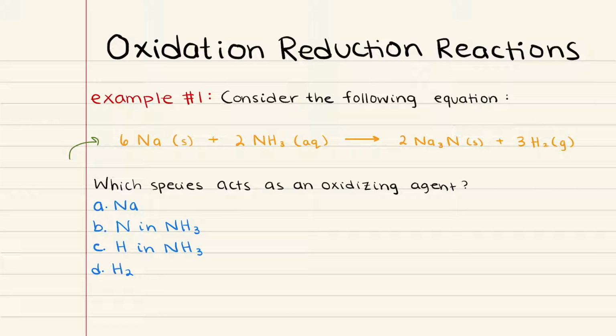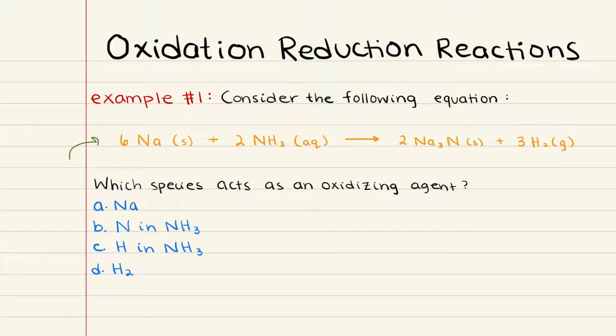Now to answer this question, let's review some terms first. Remember that oxidation is the process where an element loses electrons and thereby increases its oxidation state. And reduction is the process where an element gains electrons and thereby decreases its oxidation state. Now, an oxidizing agent is the species that accepts electrons and gets reduced, and a reducing agent is the species that donates electrons and gets oxidized.